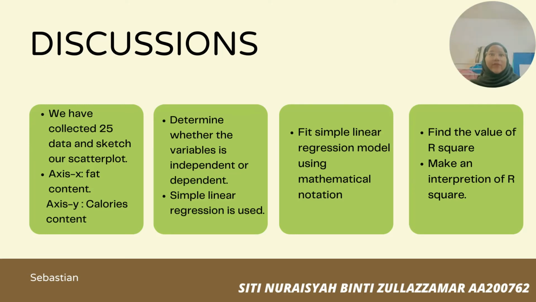Last but not least, we have to find the value of r squared and interpret the value. We have used the same mathematical notation and equations as above to find the value. We also have to find the residual sum of squares SSE, then find the regression sum of squares SSR. To find the value of r squared, the equation used is r squared equals SSR over Syy, which is the same as 1 minus SSE over Syy. After finding the value, we can interpret it. That's all from me. Thank you.